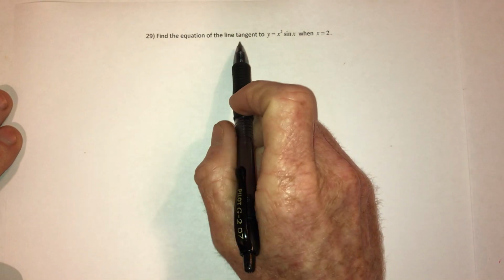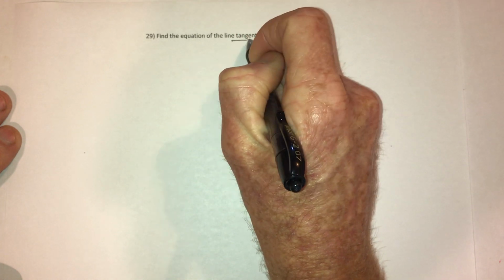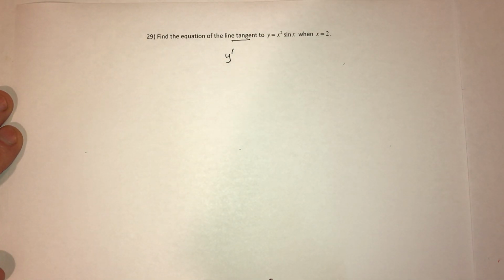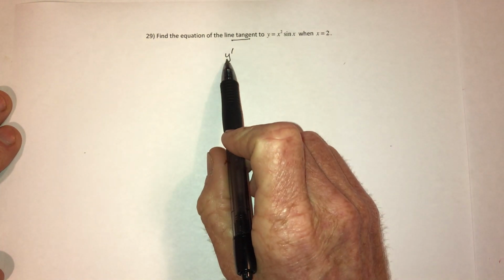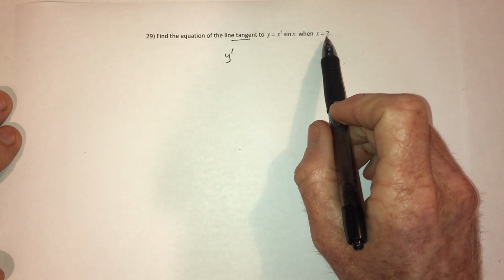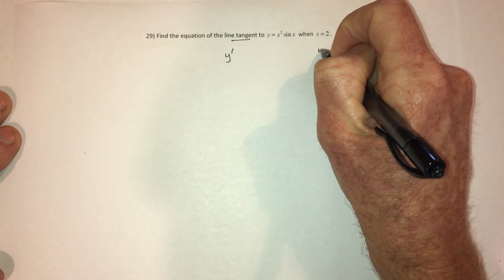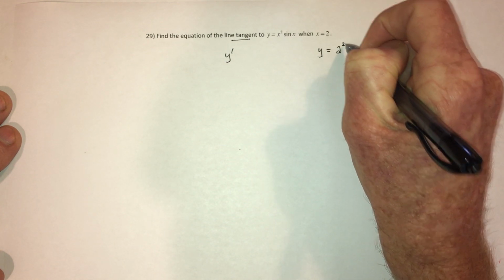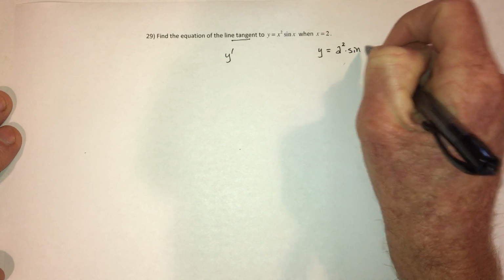So as soon as it says tangent line, that means we're going to need to find the derivative. For the equation of a line, you need the slope. That's what the derivative is going to tell us. You also need a point. Right now we only have x, so we also need to find y. So y equals, plug in a 2 squared sine of 2.